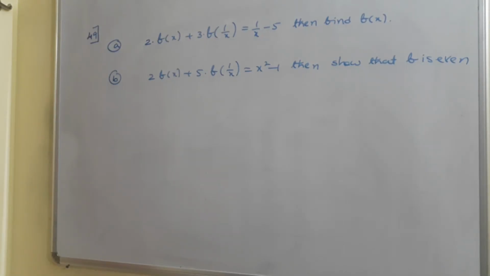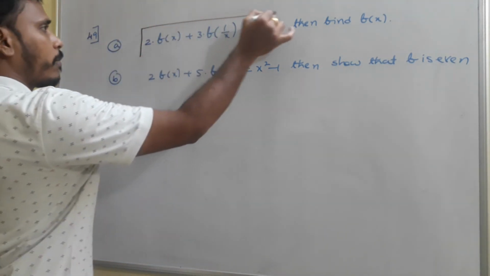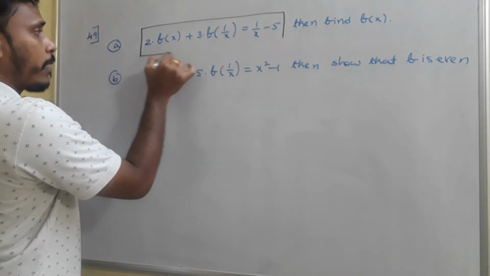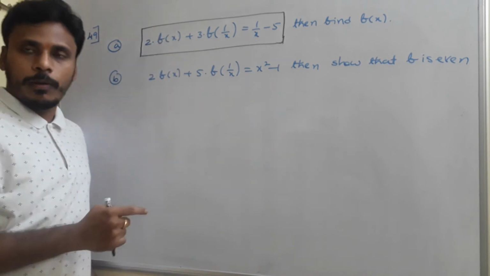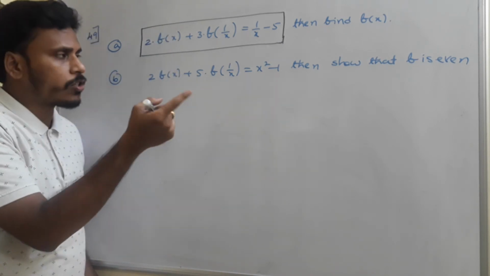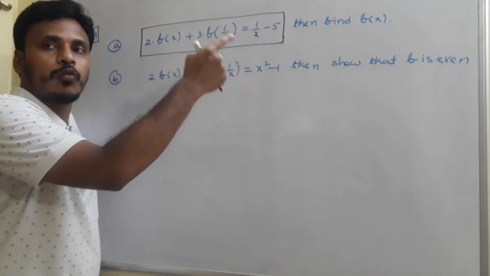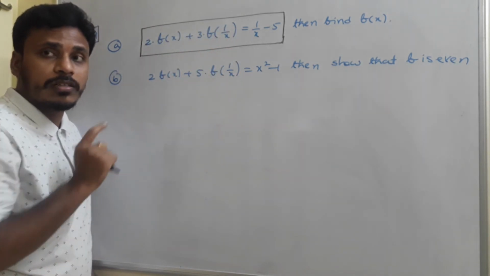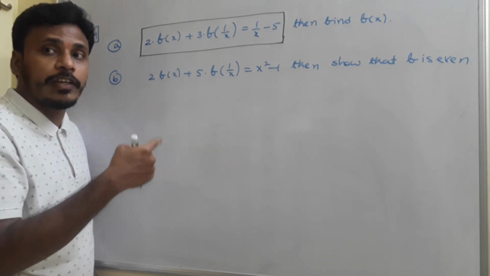Just look at the board, the first one. 2 into f of x plus 3 into f of 1/x is equal to 1/x minus 5. Then we need to find f of x. I will solve the first problem, and in a similar way you can solve the second one also. With these given functional relations, we need to find out the function. These are not standard. We need to think about the function, analyze it, and solve.